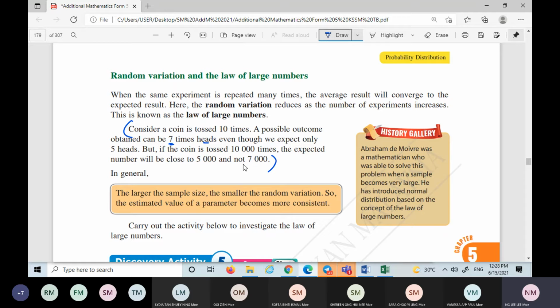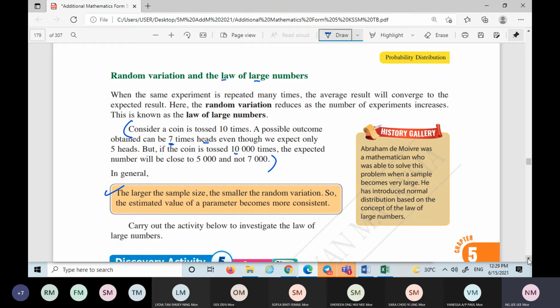Okay, it will no longer vary so much if your number of trials is big, maybe 6,000 or 7,000. This is the law of large numbers. What we want to see here is that the larger the sample size, the smaller the random variations. It means it will not vary so much if the sample size is big. So the estimated value of a parameter becomes more consistent, and your experimental value will not differ that much from your expected value. This is the meaning.